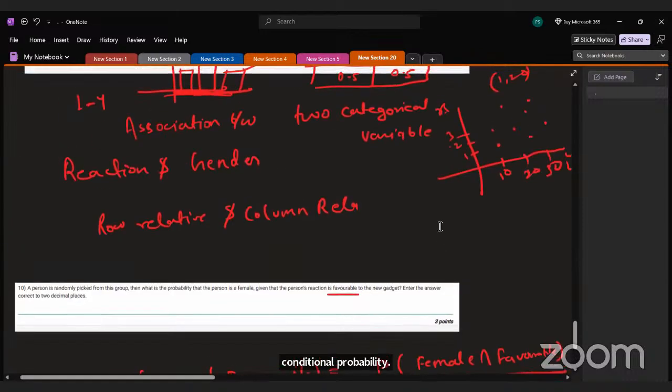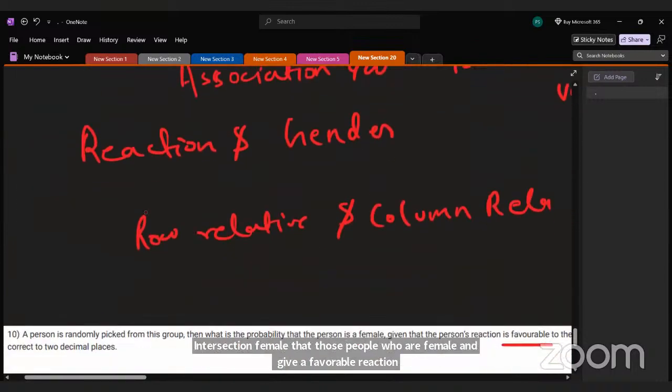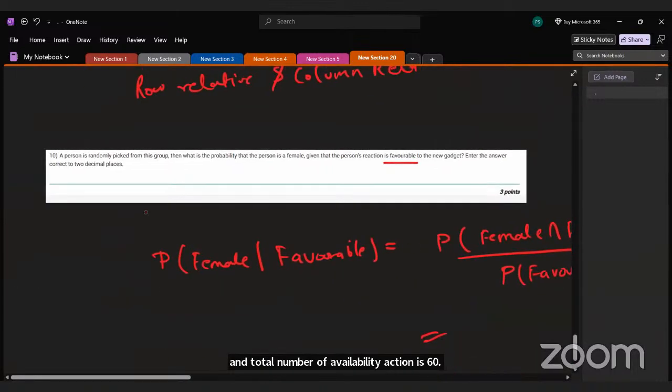So what do we see here? 20 is this. Yes, sir. 20 is favorable intersection female, those people who are female and gave a favorable reaction, and the total number of favorable reactions is 60. That will be 20 by 60.